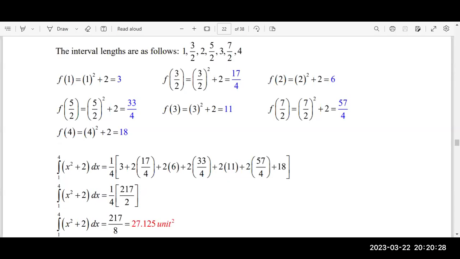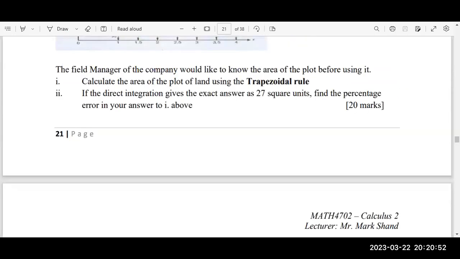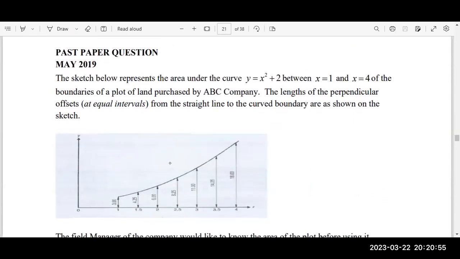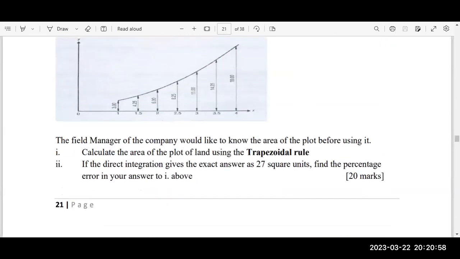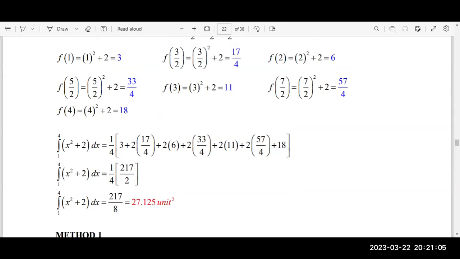When you put all of this in a calculator, you're supposed to get 217 over 2. And when you divide that by 4, you're supposed to get 217 over 8, and my answer will be 27.125. Now, this is my actual answer because I'm using a terminating decimal. So I'm not going to round it off and call it 27. Whenever you use the trapezoidal rule, you're actually approximating. So if you round off, you're approximating the approximation. So you can't round off, just give me the full answer. So 27.125 would be the actual approximation.